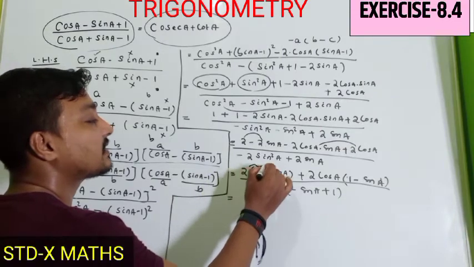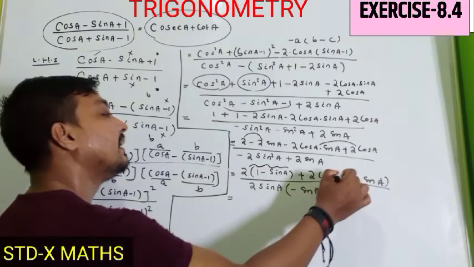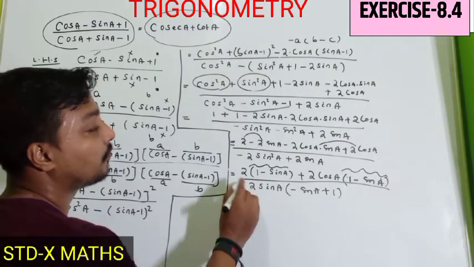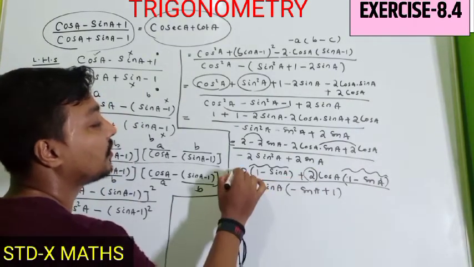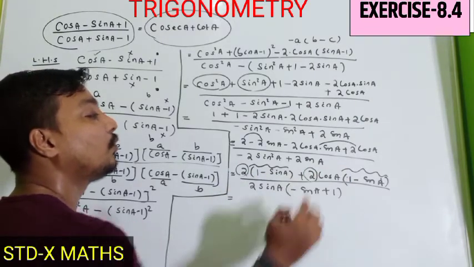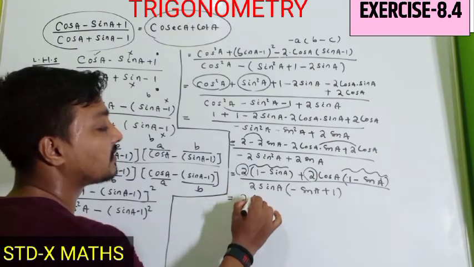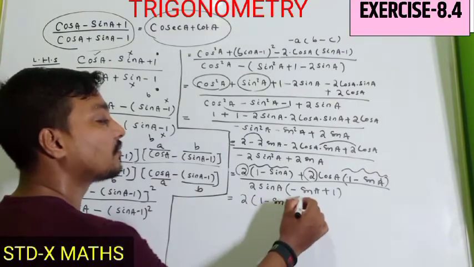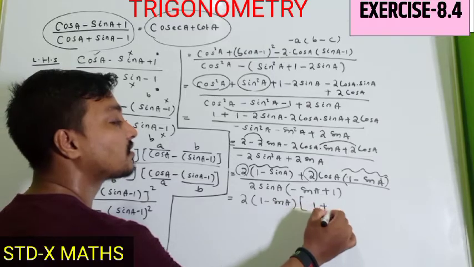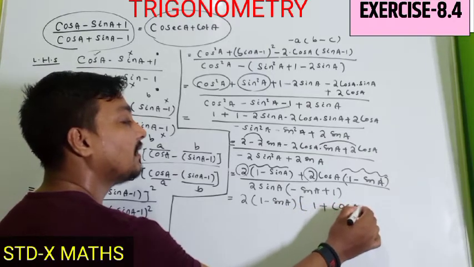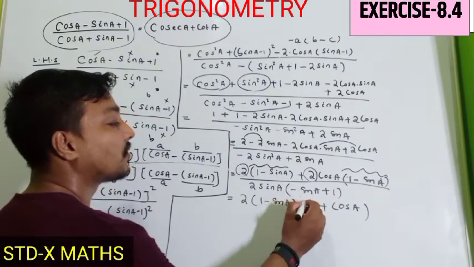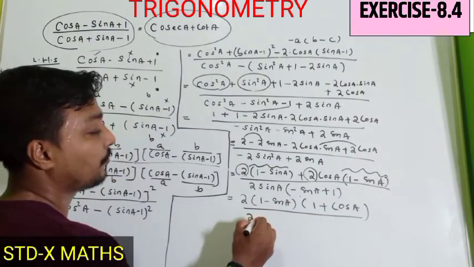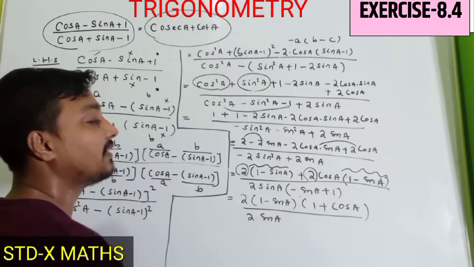See, here one term has 1 minus sin A, and here another term also has 1 minus sin A. So from both, 2 is also common. From the two terms I can take 2 whole into 1 minus sin A as the common. So within the bracket, 1 plus cos A will be left, and below I have written 2 sin A.